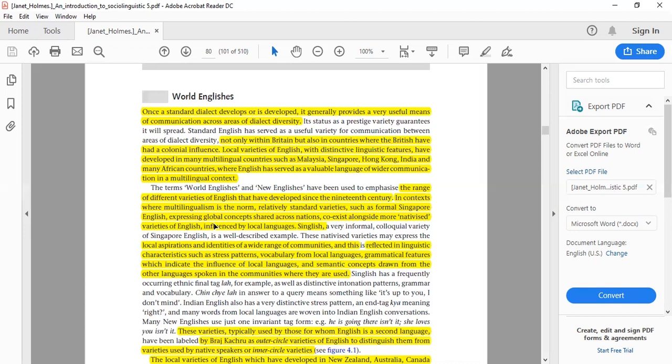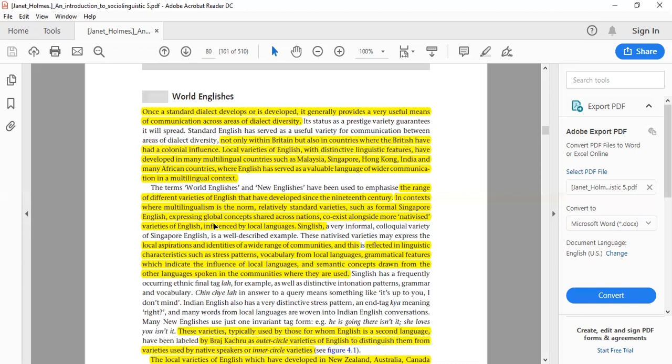Then there is the outer circle where English is spoken as L2. English is a second language. There, a majority of the Commonwealth countries, which have been colonized in the past, like India, Pakistan, Singapore, Malaysia, are countries where English is spoken as a second language.